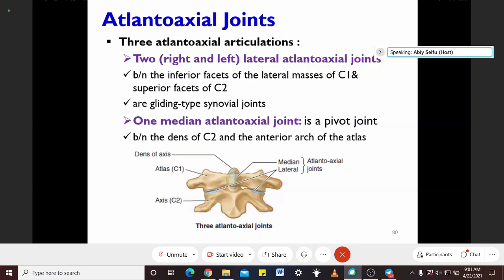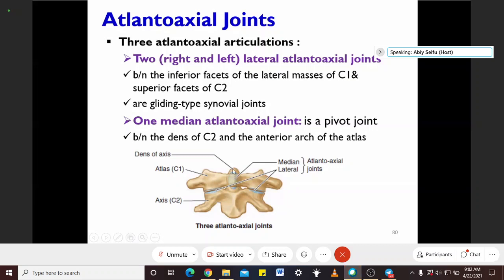Now let's see the Atlantoaxial joint, which is three in number. Two are lateral, formed between the inferior facets of the lateral mass of the atlas and the superior articular facet of C2, which is a gliding type of joint, that means a plane type, which allows sliding movement.